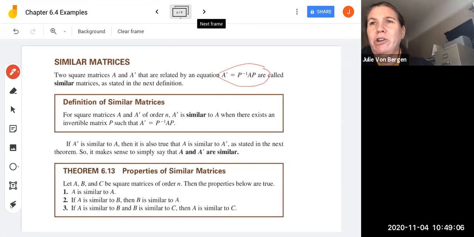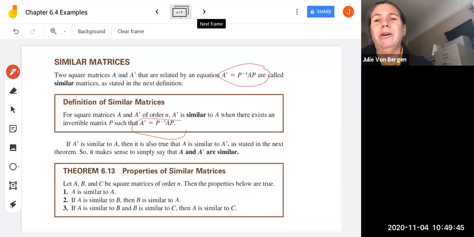And that's just what the definition of similar matrices down here says. A and A prime are similar when there exists an invertible matrix P such that this relationship holds, that A prime equals P inverse AP. So if A prime is similar to A, then it's also true that A is similar to A prime. So similarity goes both directions.